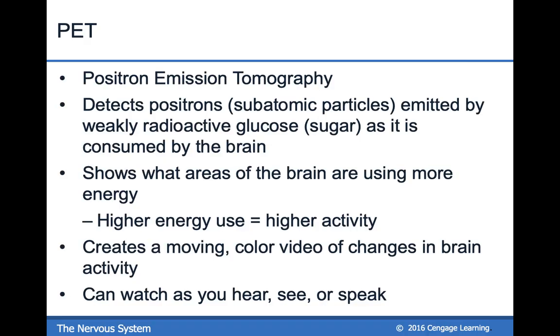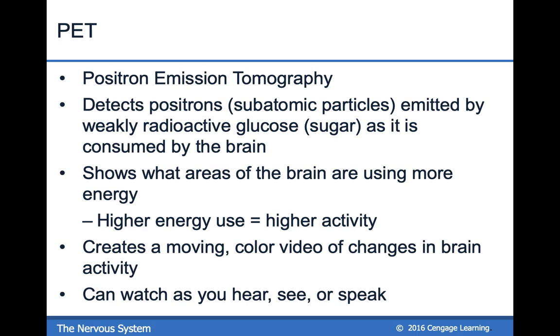PET scan stands for positron emission tomography. What that does is it detects the positrons, which are subatomic particles emitted by glucose, which is weakly radioactive. So sugar, as it gets consumed by your brain. Of course you have your blood going through your body that contains sugar. These sugar molecules have a little bit of radioactivity, and that gets detected by the tomography scan. It can show what areas of the brain are using more energy during different types of activities. The higher the energy use, the higher the activity of that region.